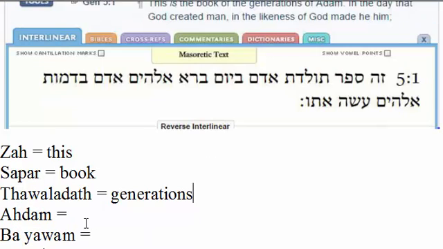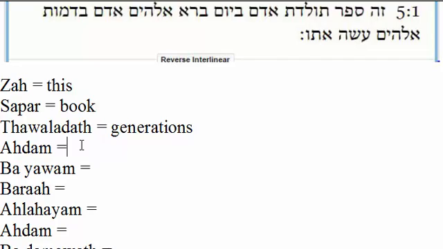It says of Adam. So Adam, again, would be Adam, which the word Adam means ground, or from the ground, because that's where Adam was taken from. All right, the word Bayawam, Ba is in at the beginning of a word, and Yawam is day. Bayawam, in day. Bara'a is create or created.